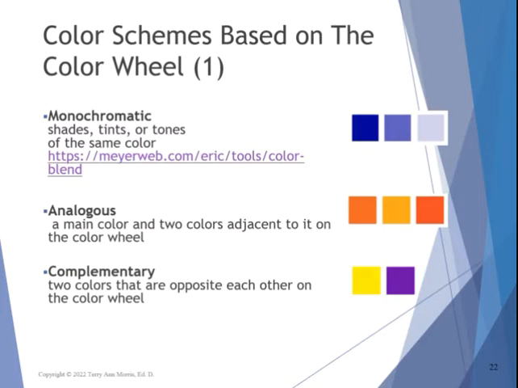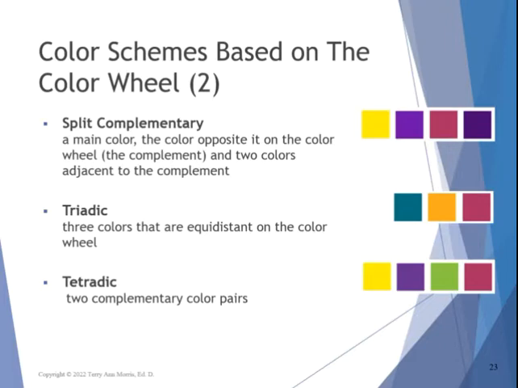Analogous is the main color and the 2 colors adjacent to it on the color wheel. Complementary are 2 colors that are opposite each other on the color wheel. Let's continue with color schemes based on the color wheel, as seen on the slide. Number 1, we have the split complementary. The split complementary is the main color, the color opposite it on the color wheel, as well as 2 colors adjacent to the complement.